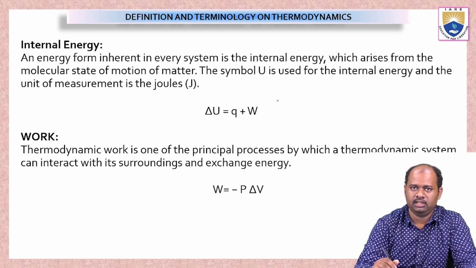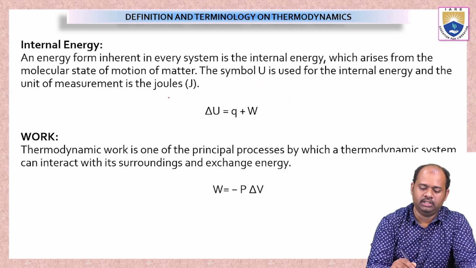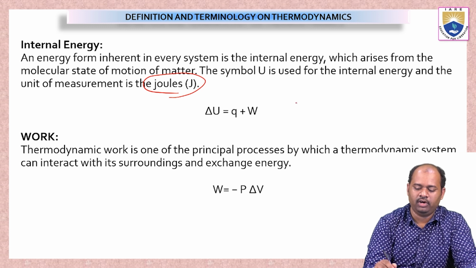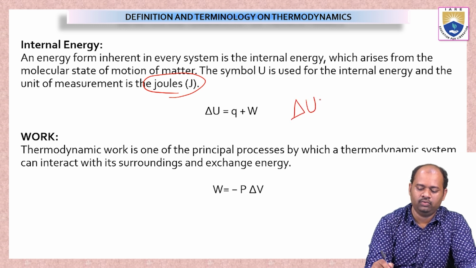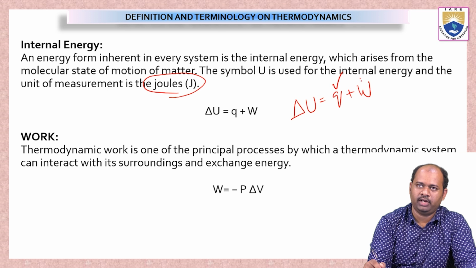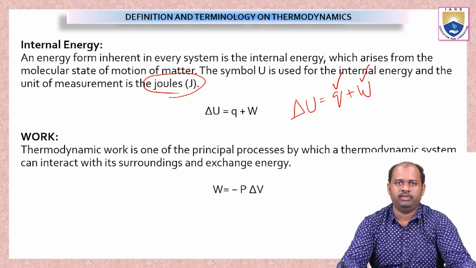This energy is considered as internal energy. It is referred to with the symbol U, measured in joules, and it has a formula: delta U is equal to Q plus W. Q is the heat supplied into or out of the system, and W is the work done by the system or work done on the system. So this is the definition of internal energy.